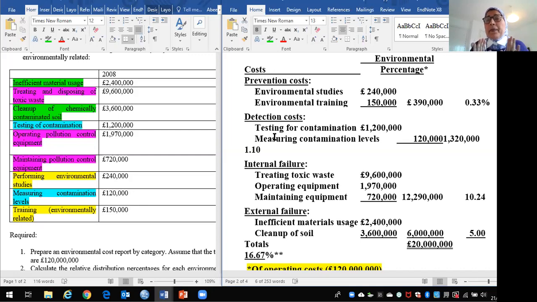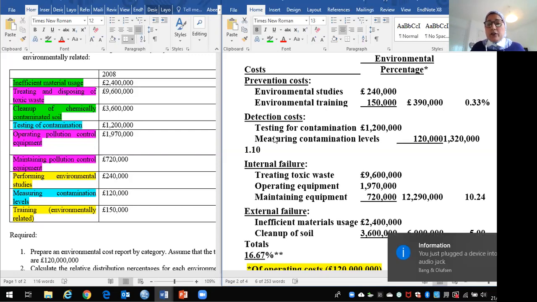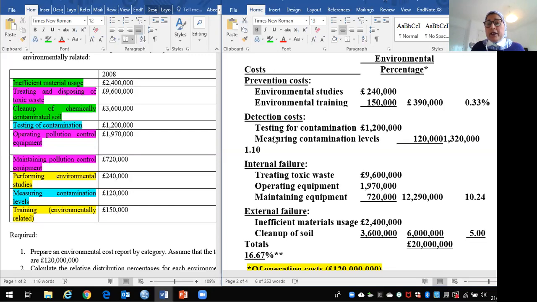If I bring a question like this in the final exam, I will ask you to round to 2 decimal points, and then we'll do this.